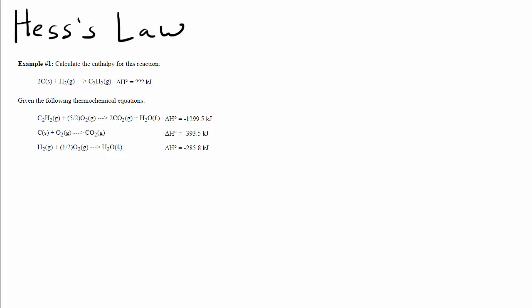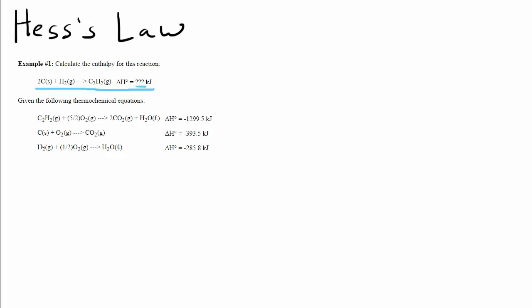You've got the original reaction, and it says calculate the enthalpy for this reaction. So this is the reaction that we want to know the enthalpy for, as you can see right here with all these question marks. Then it says, given the following thermochemical equations. Basically, these down here are partial reactions that we can manipulate and then add together to get the original reaction over there.